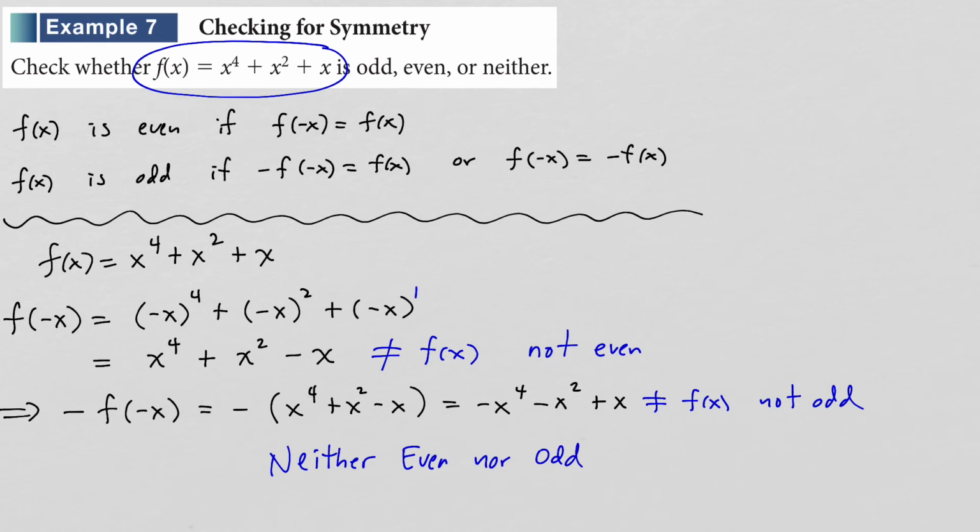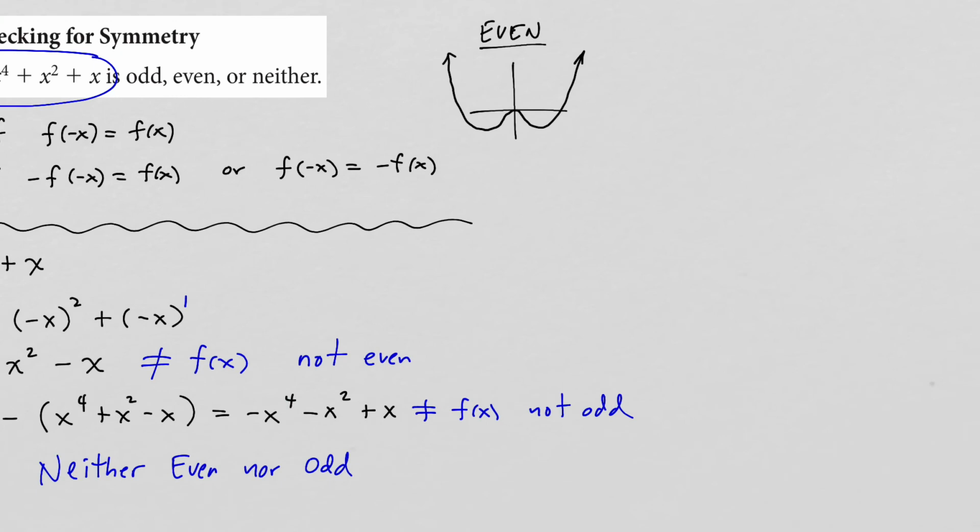Now, what's the big deal about even and odd? Well, remember that if a function is even, it has symmetry across the y-axis, so it might look something like this, for example. This is an example of a function that would be even. And if the function is odd, it will have symmetry through the origin, so it could be a function that looks like this. So if you know that a function is even or odd, it can tell you a little bit about the graph of that function, which could make it a little bit easier to graph.